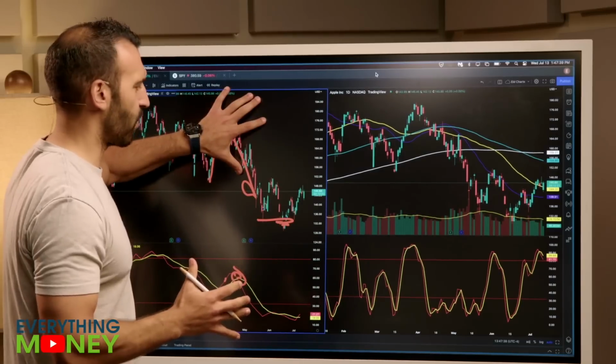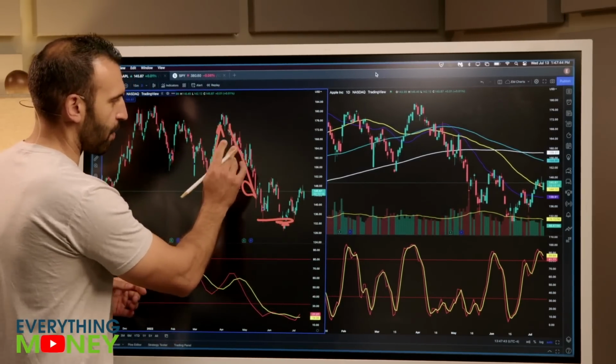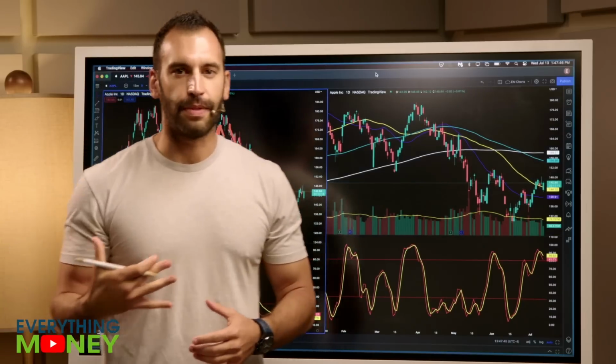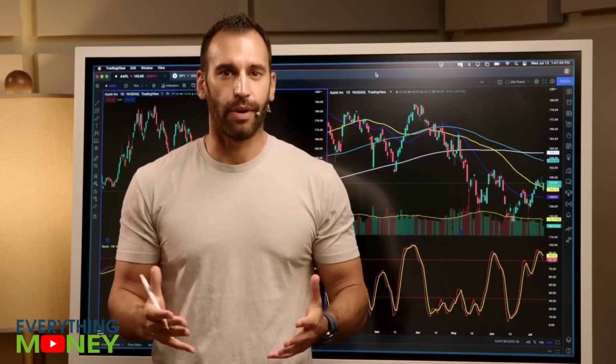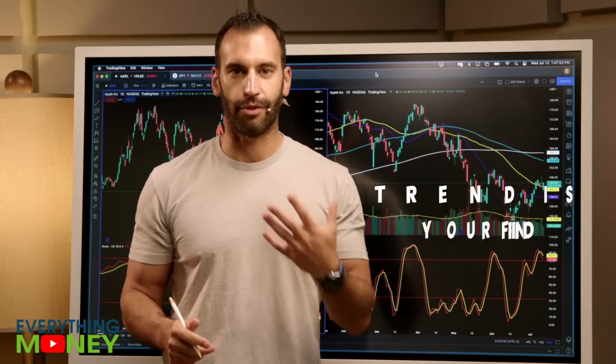Now, if I'm trading this long-term, there was no reason for me to be in this stock to run this price up. Yes, sometimes price action happens and you're going to miss it. That's just the way that it's going to work. If you want to be a good trader, you have to trust your trend. And I've said it a million times, the trend is your friend.